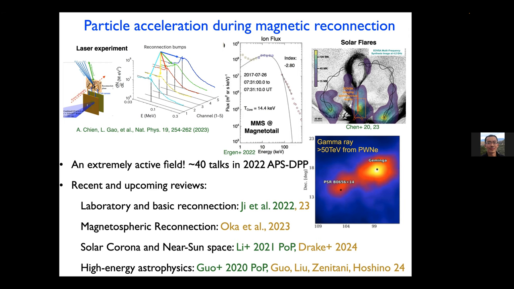So several different communities are collaborating on research on reconnection and particle acceleration. Two years ago we had a mini conference at the DPP conference, and I think some of us were at that conference. We had different communities talk about their progress, something like 40 talks, and recently they have written a lot of review papers discussing their progress. So this is a very active field.